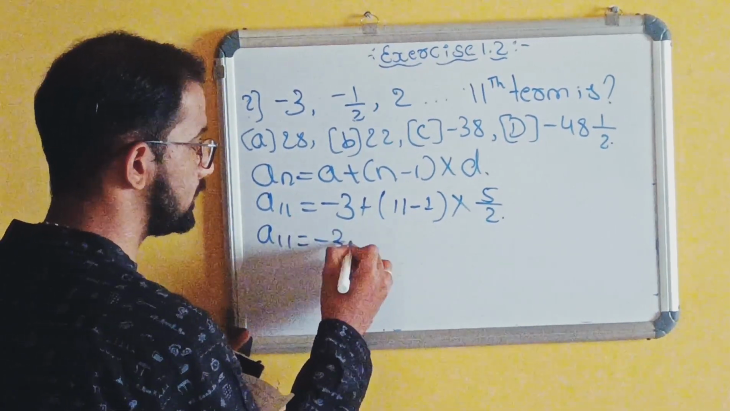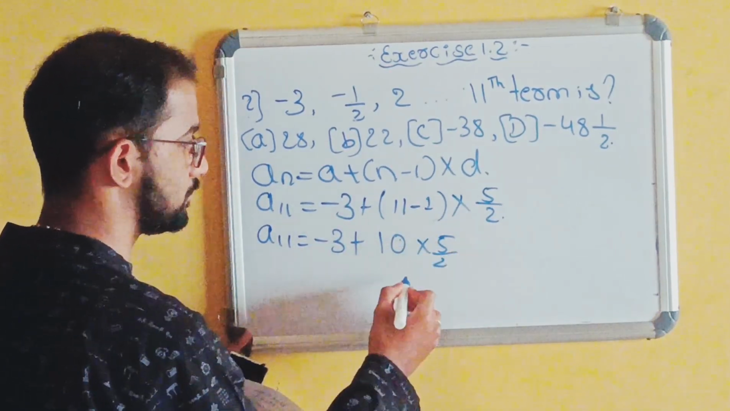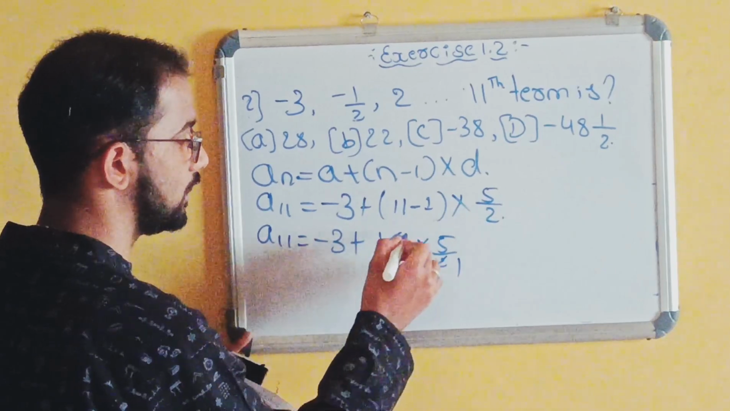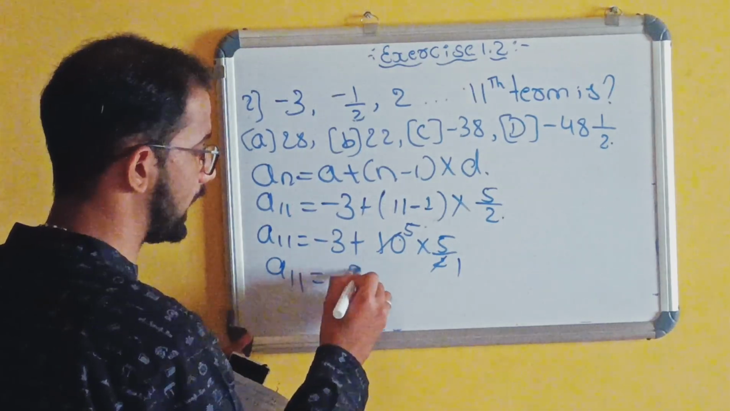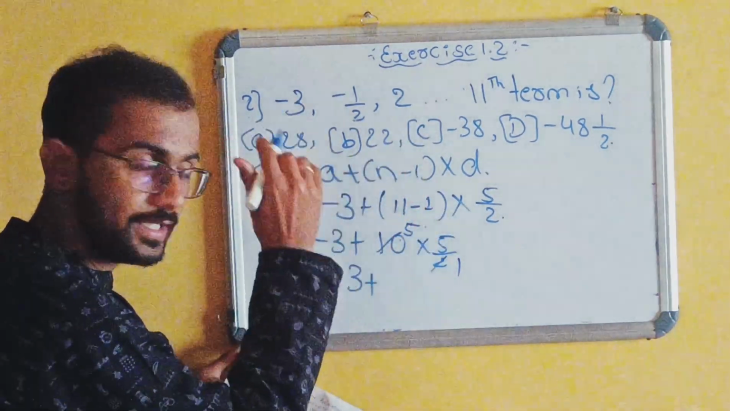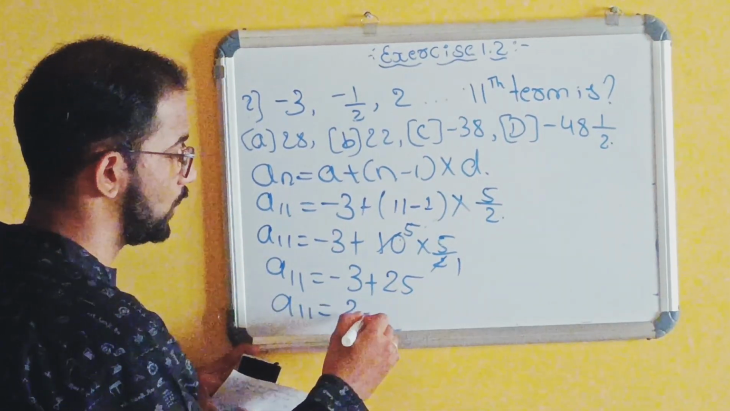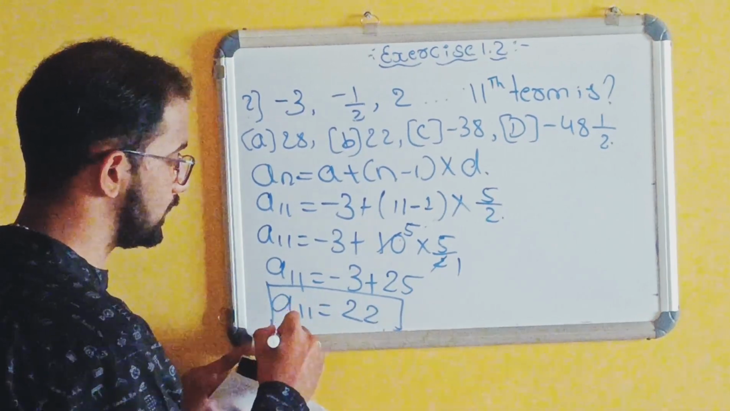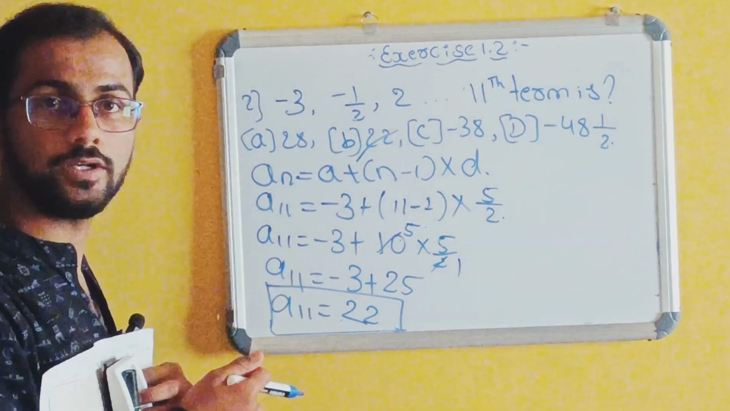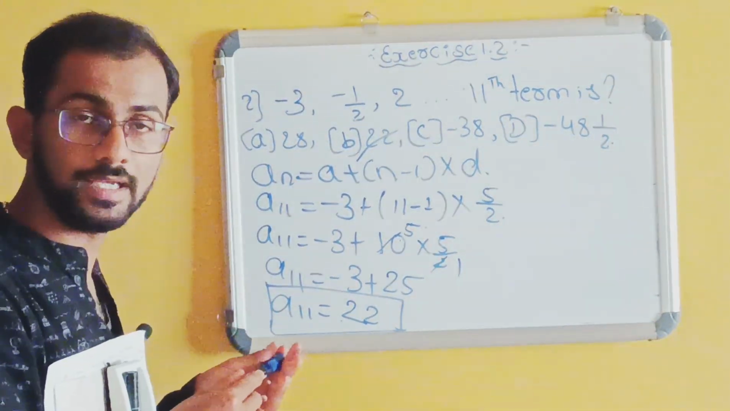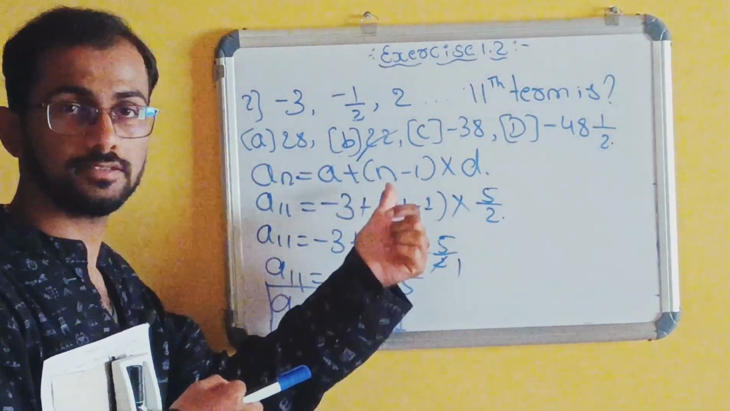A11 equals minus 3 plus 11 minus 1, which is 10, into 5 by 2. 2 ones are 2, 5 twos are 10, so 5 fives are 25. A11 equals minus 3 plus 25. Now 25 minus 3 is 22. See whether this option is correct or not. 22 is present. Yes. So this is how we need to calculate the nth term of the AP by using the formula an is equal to a plus n minus 1 into d.